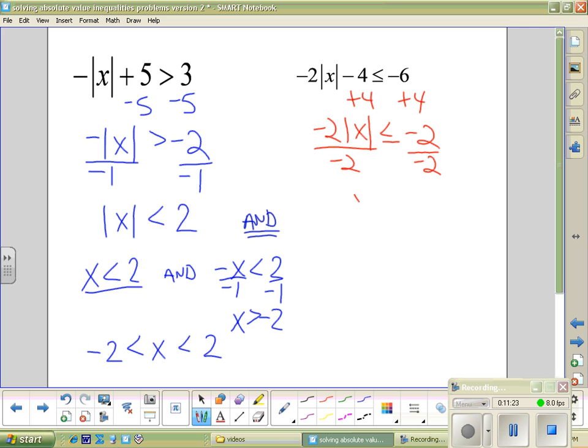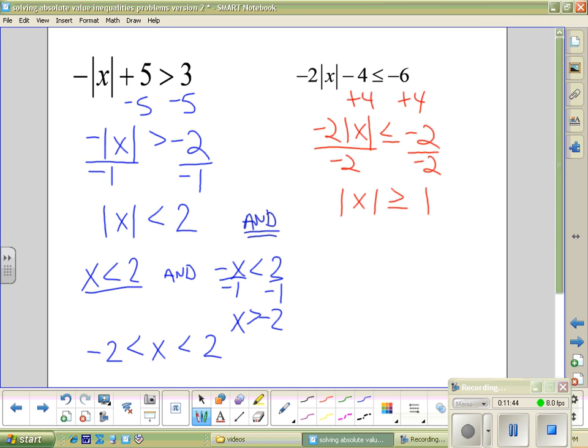So now I have absolute value of x. I have divided by a negative, so I have to do the switcheroo. Instead of less than or equal to, it's going to be greater than or equal to. And -2 divided by -2 is 1. So now I look at it, the absolute value is all by itself. It's greater than or equal to 1. So it looks to me like I can actually draw a graph and solve this particular problem.